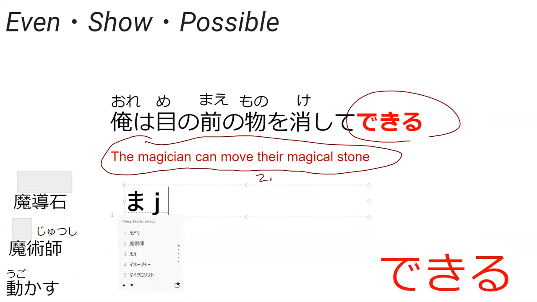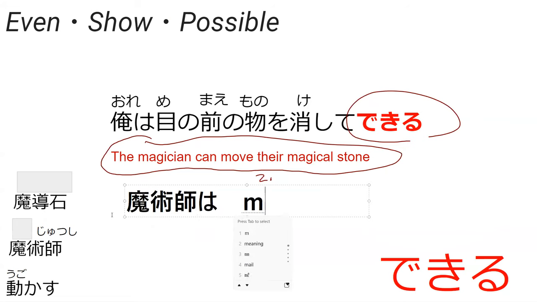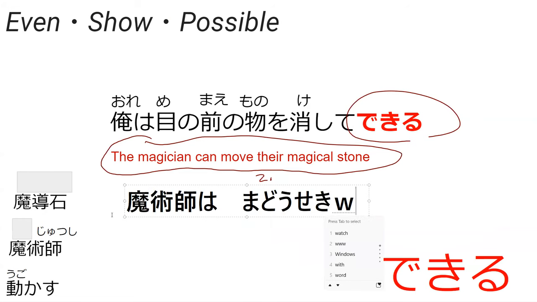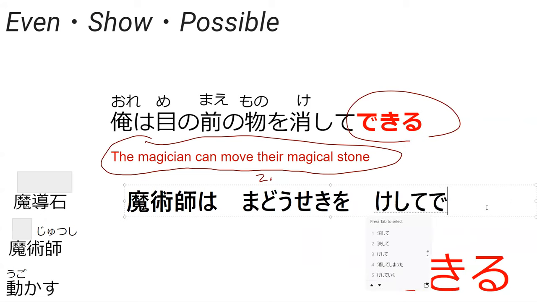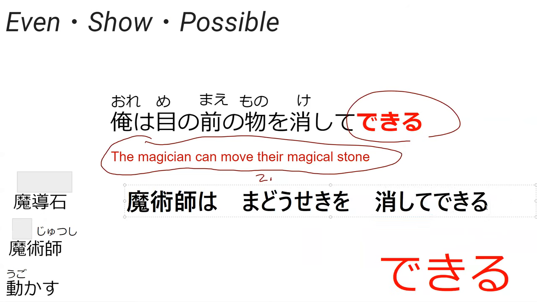Majutsushi wa madoseki o keshite dekiru. Right, that'd be magicians can make their stone disappear. We'll just continue with the keshite.